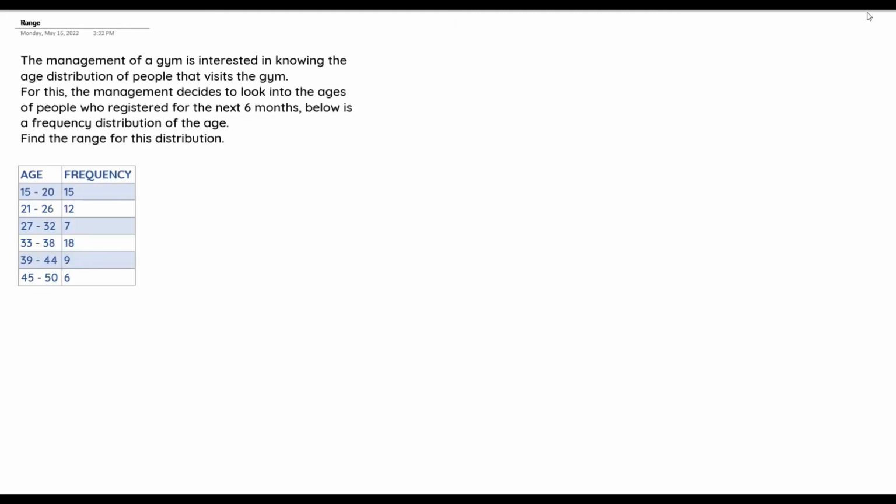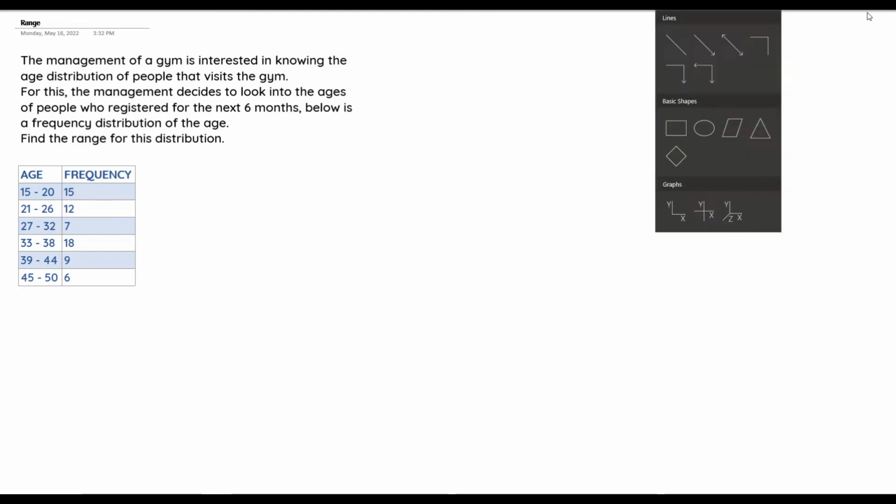Our third question is about the management of a gym that is interested in knowing the age distribution of people that visit the gym. We have the frequency distribution given to us below. Just to make things easier for us, I'm going to reconstruct this frequency distribution table, and then I'm going to add one more detail, which is the middle class, because when we have our data set in its grouped form, like in this form, we can actually use the middle class to get the range. So I will quickly rush through the reconstruction of the frequency table for this data set.